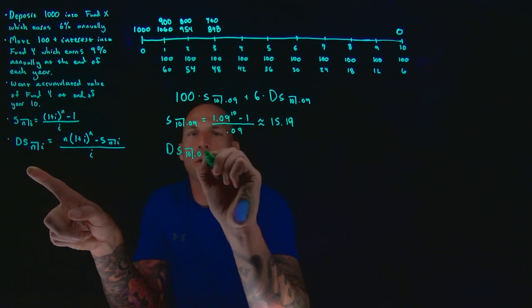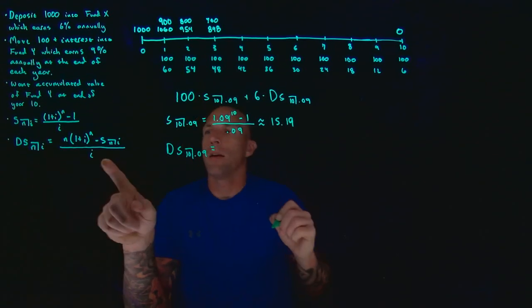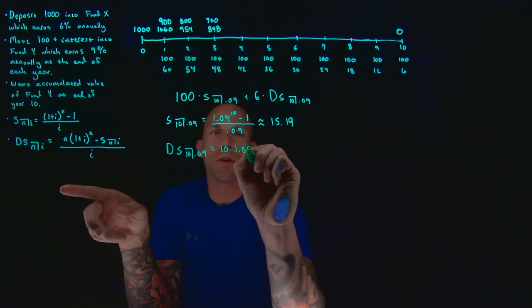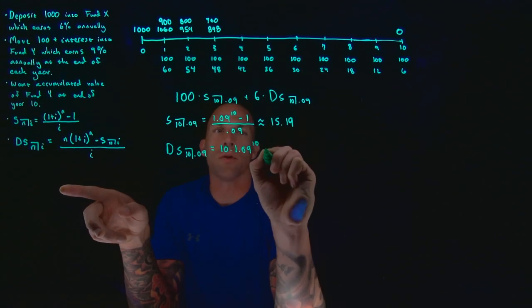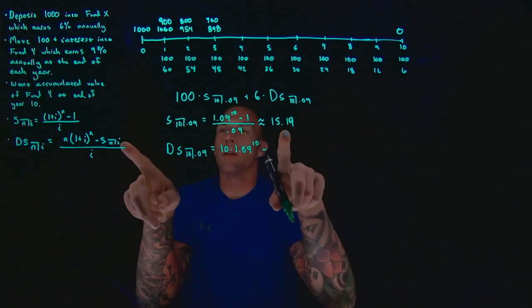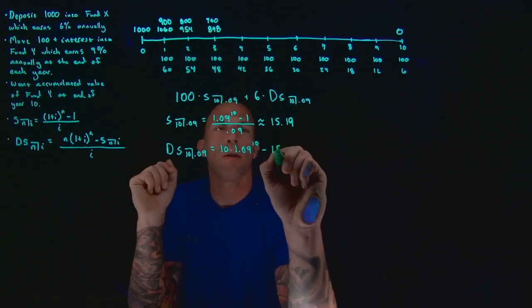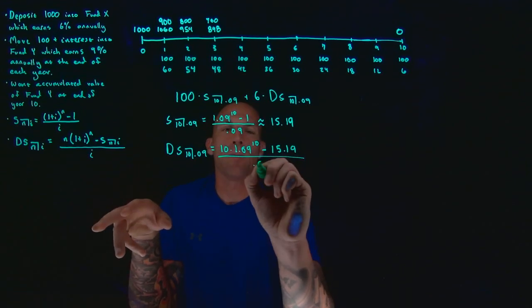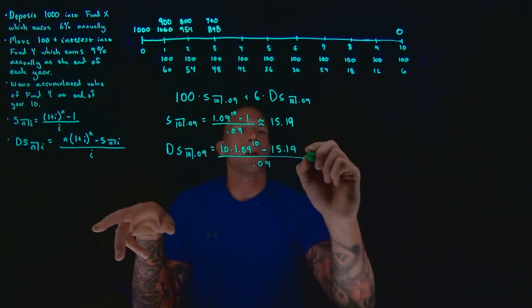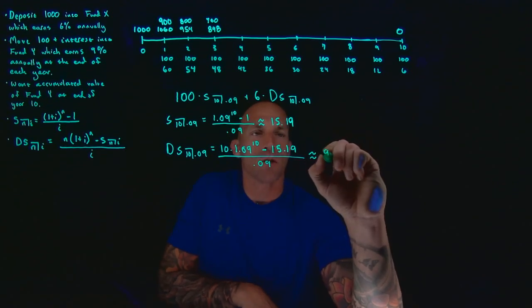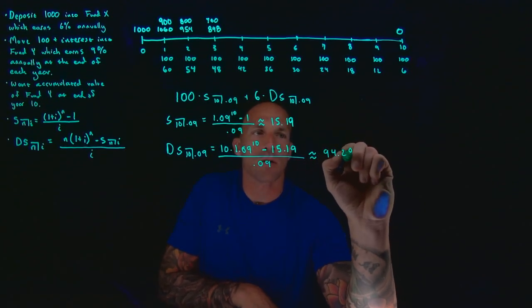Do the same for the decreasing annuity. Over 10 years at 9%. Number of years times the accumulation factor raised to the number of years minus the value of the annuity that we just found divided by 9%, the interest rate. And that comes out to just about 94.26.